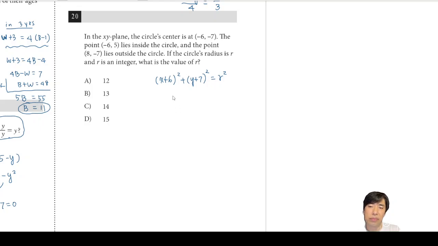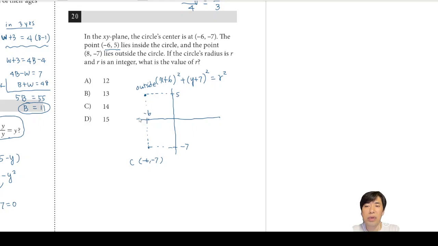So, let's locate the center here. The center is at negative 6 comma negative 7 here. That's the center. And negative 6 comma 5 is up here. That's outside of the circle. And 8 comma negative 7 would be over here.